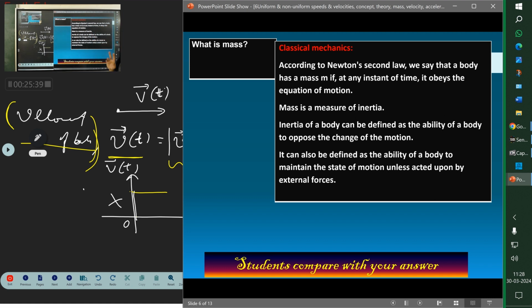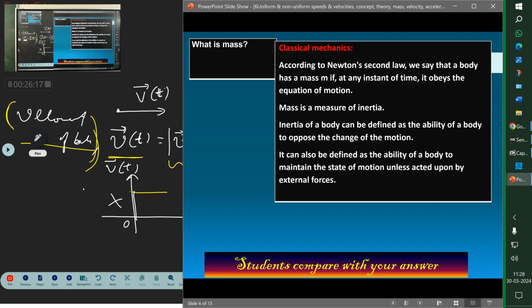In classical mechanics, what does mass mean? According to Newton's second law, we say that the body has mass m if at any instant of time it obeys the equation of motion. Equations of motion are v = u + at, v bar = u bar + a bar t, s bar = u bar t + half a bar t square. Right? All those equations of mechanics, if it follows them, then only it has mass. So, according to Newton's second law, the body has mass m if at any instant of time it obeys the equation of motion. Correct?